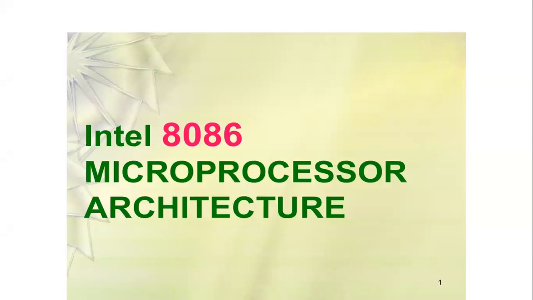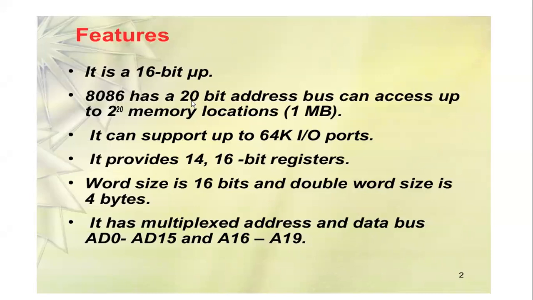In this session, we will be seeing 8086 microprocessor architecture. First, you need to know the features of architecture before seeing the architecture of microprocessor. The features of architectures are: it is a 16-bit processor which is having 16-bit ALU and 16-bit register, internal data bus and 16-bit external data bus, and it is a faster processing.